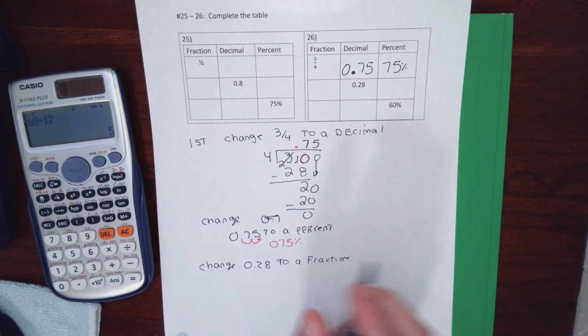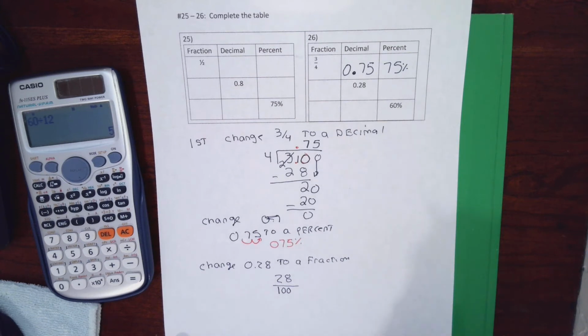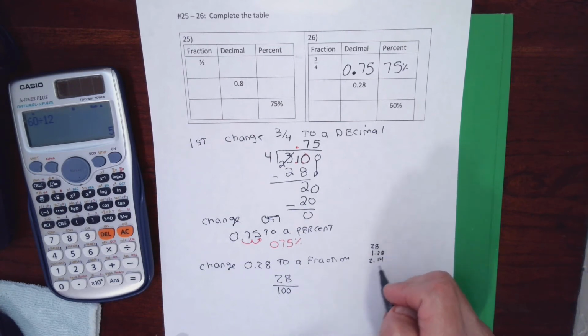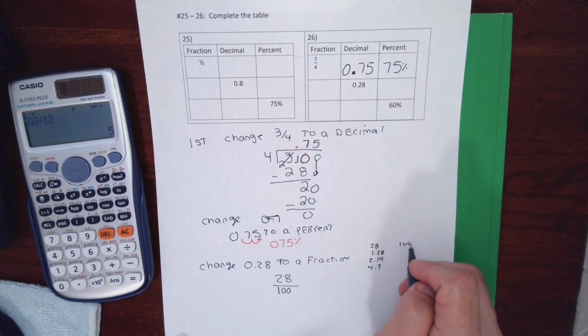Easy enough to do. I'm going to write the 0.28 so it's not a decimal, just write a 28 in the numerator of a fraction. In the denominator, I'll put a power of 10. In this case, it's going to be 1 followed by 2 zeros because there were 2 numbers behind the decimal. And now I'll reduce. The factors of 28 are 1 and 28. They're 2 and 14. They're 4 and 7. The factors of 100 that I'm going to need are 4 and 25.